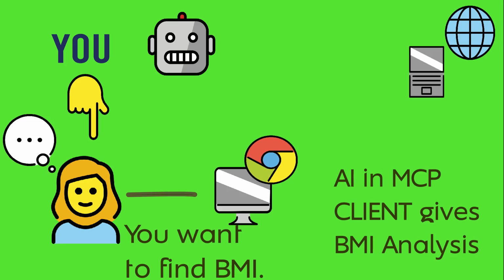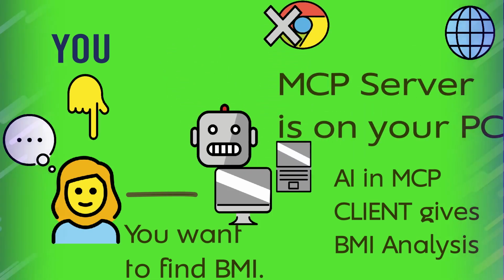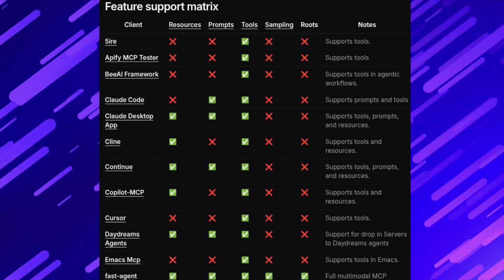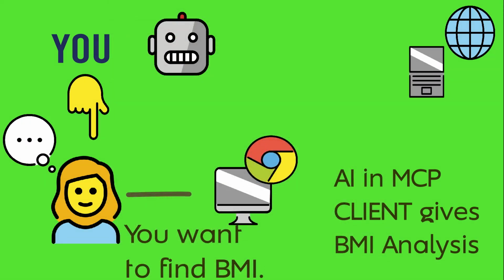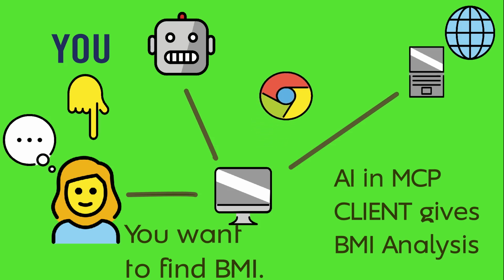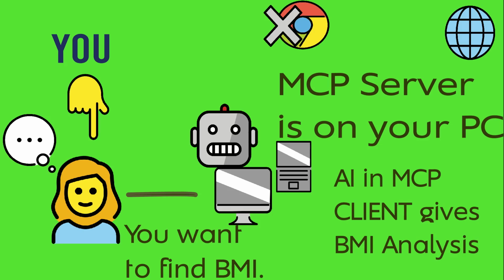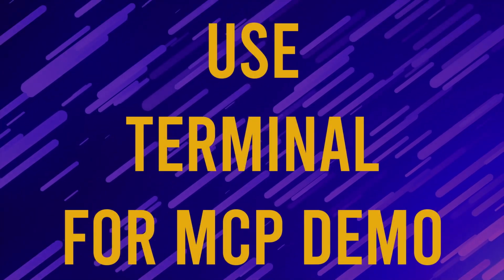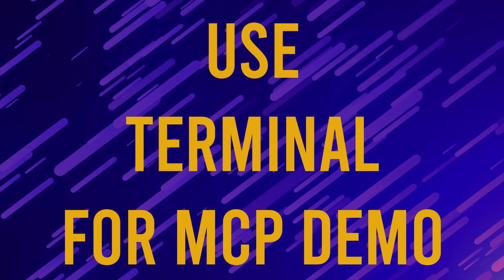You want to check your BMI. You find an MCP server that can calculate it for you. Any of the available clients can help you connect to the server. Open an MCP client and ask for your BMI in plain English by providing your weight and height. The output you get is more than just the BMI. Depending on the LLM and the prompt used, the response includes additional insights. To begin, we'll use the terminal to see the MCP server and client in action with the Python client.